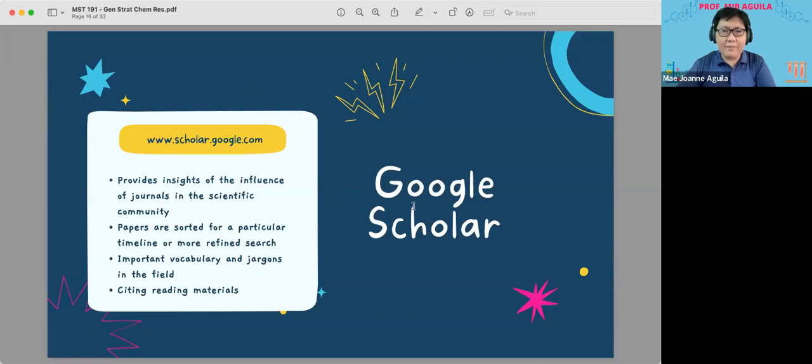Okay, so I have here a slide about Google Scholar. This is the website that you can go to. You will be directed to Google Scholar. It actually has journals in the scientific community. They are sorted in a particular timeline, or you can do a more refined search when you do your keyword search. So it is quite important to use vocabulary or jargon in the field to make it more directed. And you can also see citing reading materials. Once you go into the main article that you wanted, you can also check the citations or whoever cited that article. That gives you an idea who else are actually using the information in that certain reference.